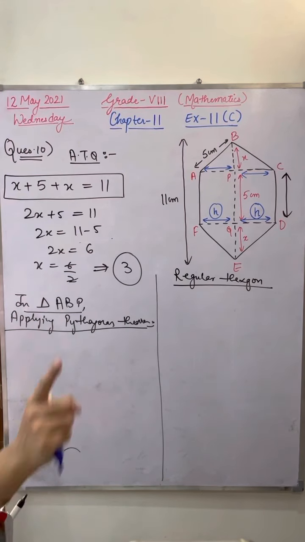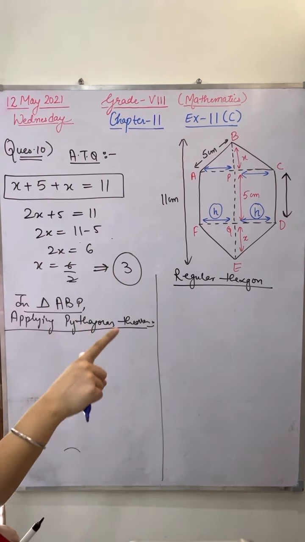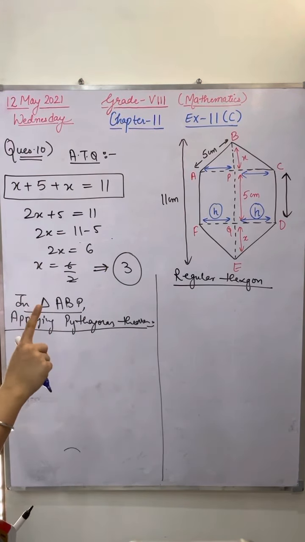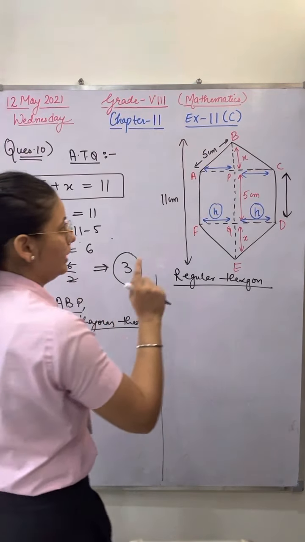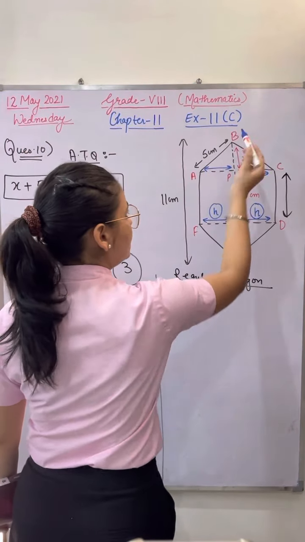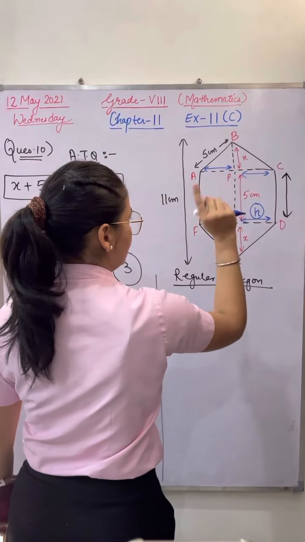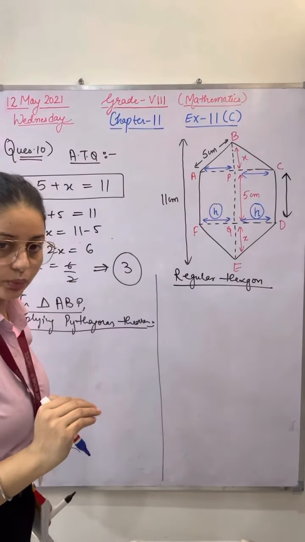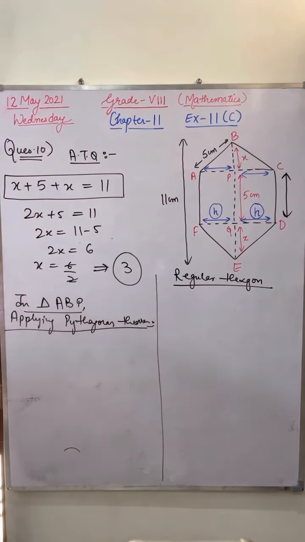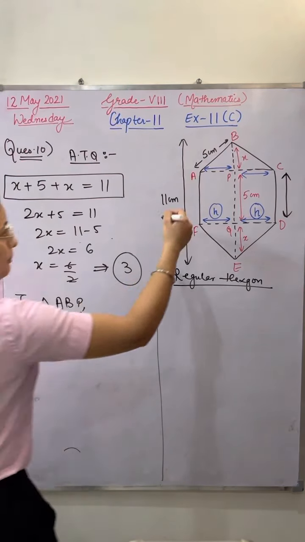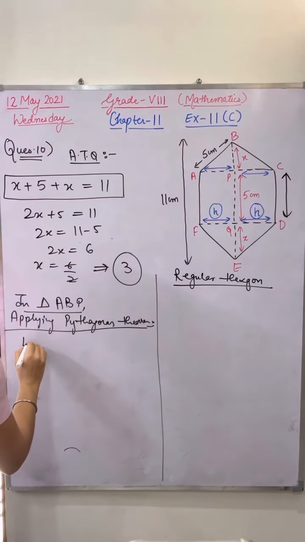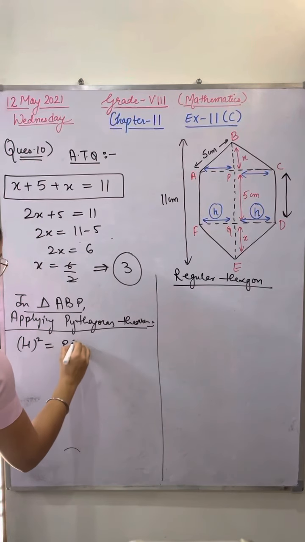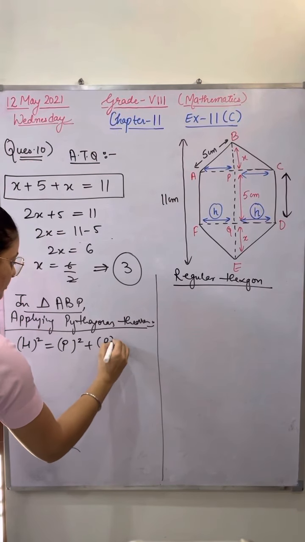Right? I'm discussing this question very deeply. Please look here properly and listen to all the steps one by one. In this triangle, AB is given. BP you have taken out. AP you will take out with the help of Pythagoras theorem. Right? Let me take out. Pythagoras theorem is hypotenuse square is equals to perpendicular square plus base square.